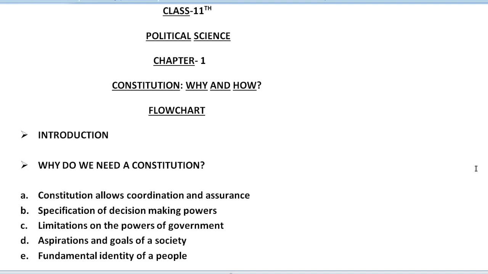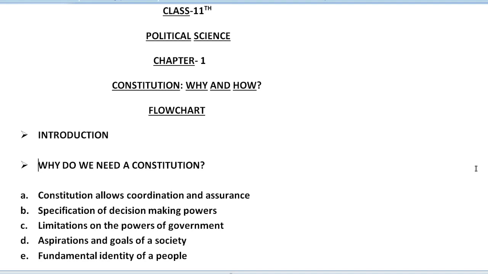Now let's start this flowchart. Of course, it is a chapter of political science and it is the starting chapter of class 11th. So in this chapter, we are going to read about the constitution of our country. So let's see. First of all, the heading mentioned is the introduction. So of course, in this chapter, we are going to read about our constitution, why and how it is going to work for our country.